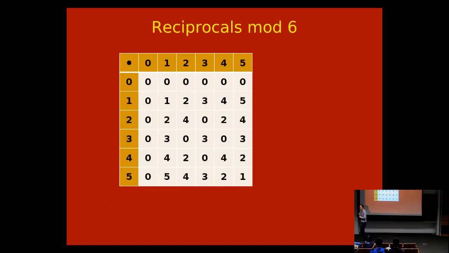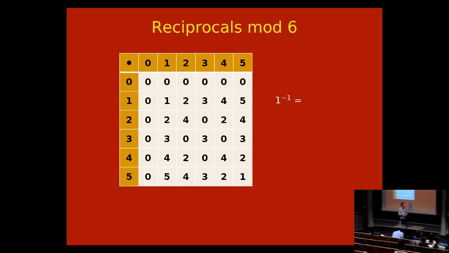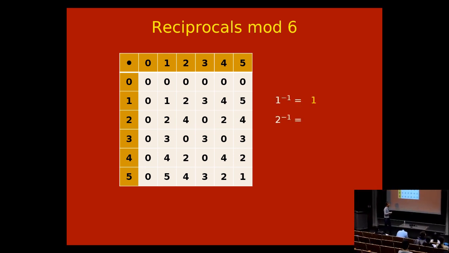But let's go to mod 6, and we'll see there's a bit of an issue. You can see it already, probably. We're like, OK, the inverse of 1 is going to be 1. The inverse of 2 is, now we're stuck. It's undefined. There is no number you can multiply by 2 to get 1. There is no inverse to 2. Sorry, there's no inverse to 2.